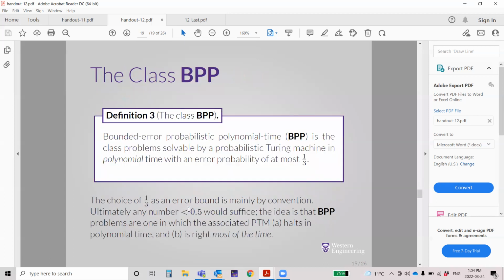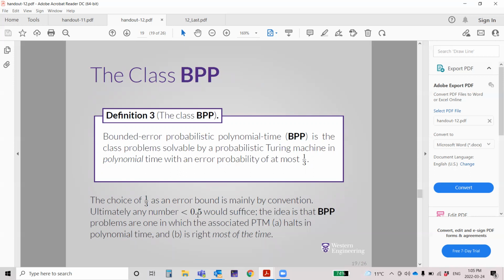The class BPP, bounded-error probabilistic polynomial time, is the class of problems solvable by a probabilistic Turing machine in polynomial time with an error probability of at most 1/3. The choice of one third as the error bound is mainly by convention. Ultimately, any number less than half, 0.5, would suffice. So you can choose like 1/4, 1/5, whatever you choose.